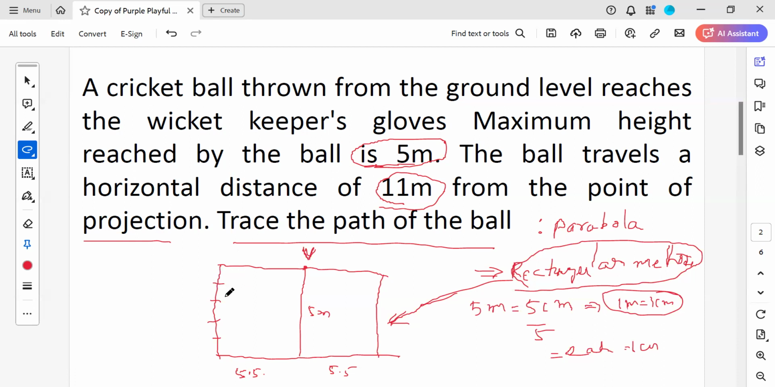You will get 5 divisions on the vertical edge. Similarly, you divide the adjacent edge also. Here the numbers 1, 2, 3, 4 and 5 will be there, and each division will be 1 centimeter. So by using the rectangular method, you can construct the parabola.